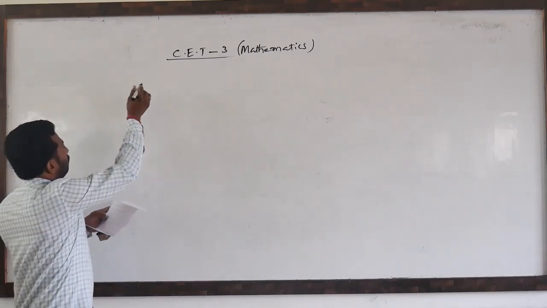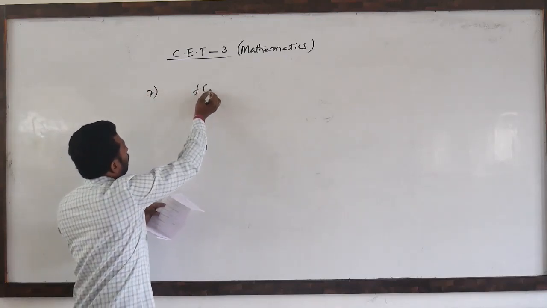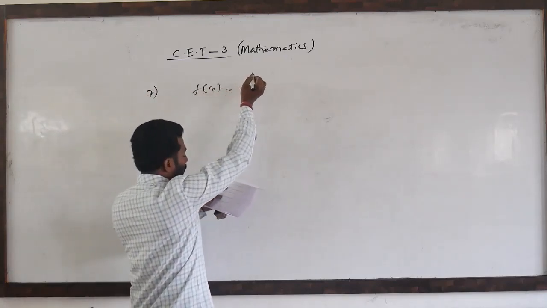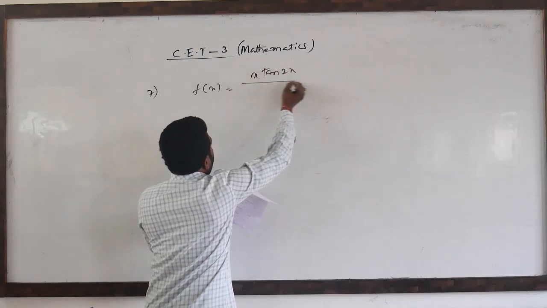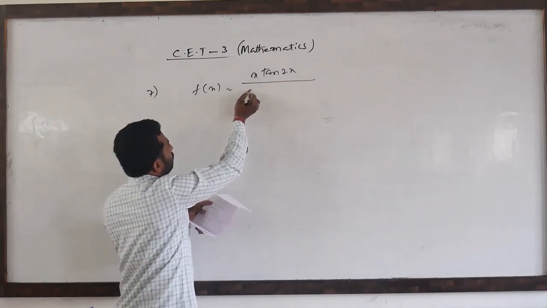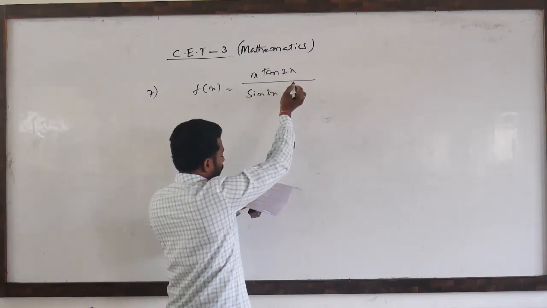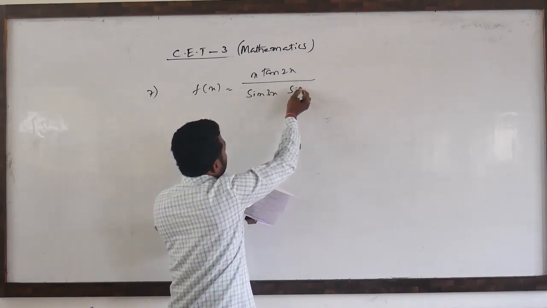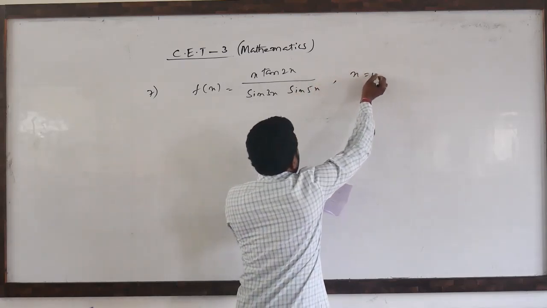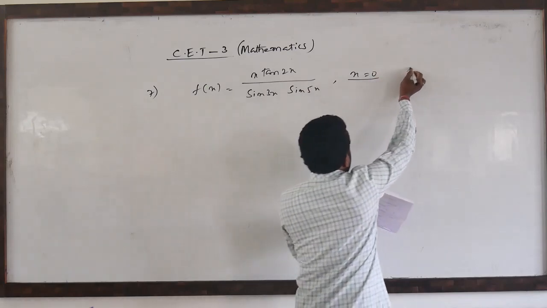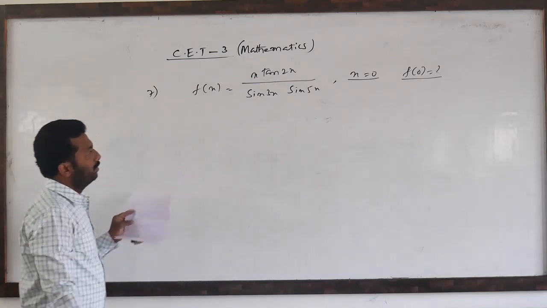In the 7th one, let us see how they are asking the question. They define f of x equal to x into tan of 2x divided by sin of 3x into sin of 5x. If this function is continuous at x equal to 0, then they are asking what is the value of f of 0.